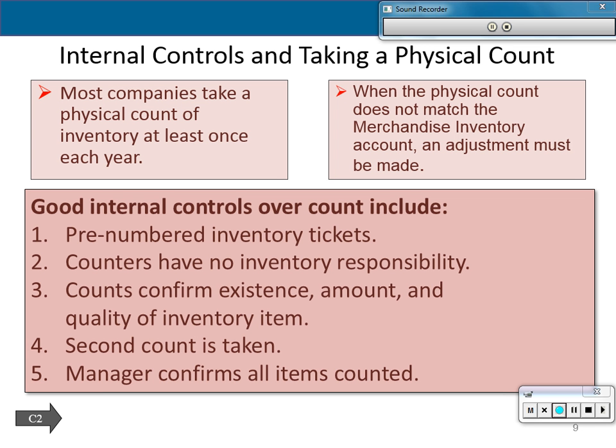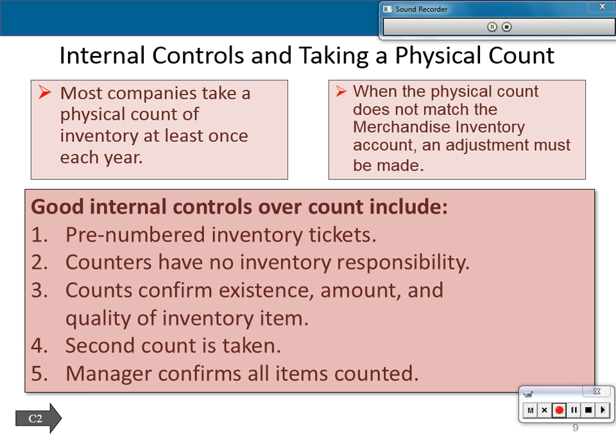When the physical count does not match the merchandise inventory account, you have to make an adjustment at the end of the year, or at the end of the period. The traditional good internal controls were pre-numbered inventory tickets. The ones who count the inventory don't actually keep up with the inventory constantly. They're just the person that counts it at the end of the period.